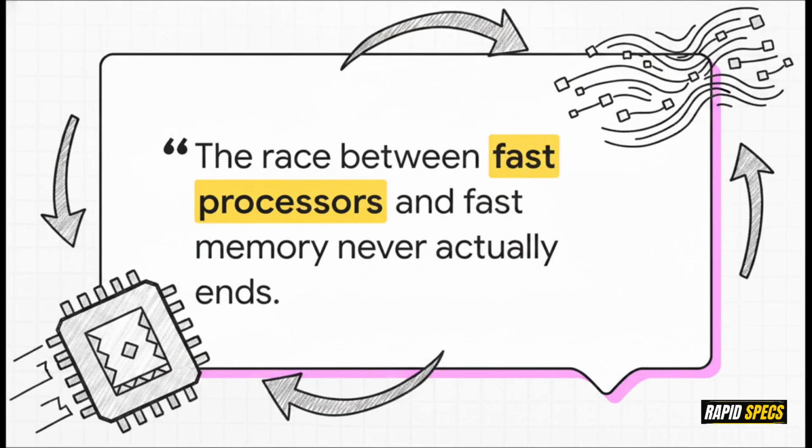Because ultimately, the race between fast processors and fast memory never actually ends. Every single time memory catches up, the processor takes another leap forward. We are basically in a state of permanent technological acceleration. As artificial intelligence continues to push processors to unimaginable extremes, it really makes you wonder, what wild new architecture will memory have to take on next?